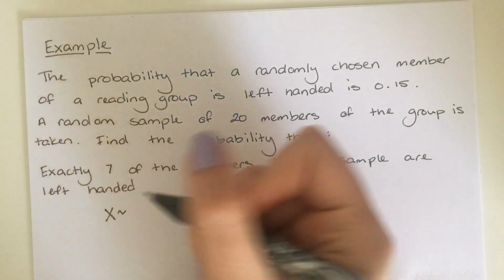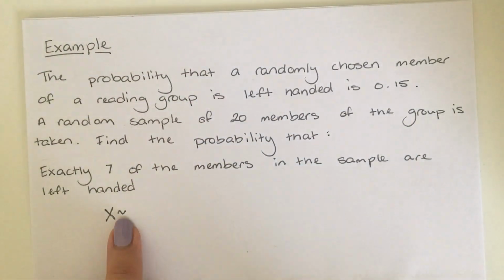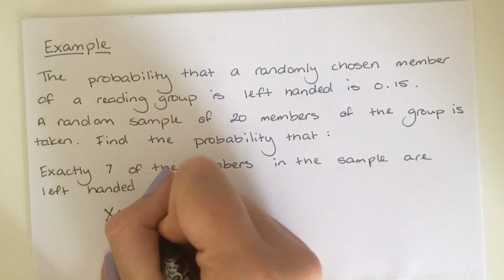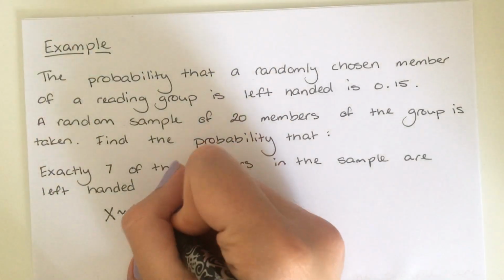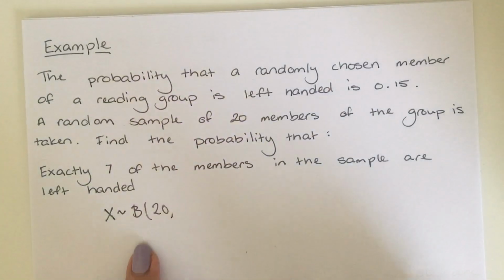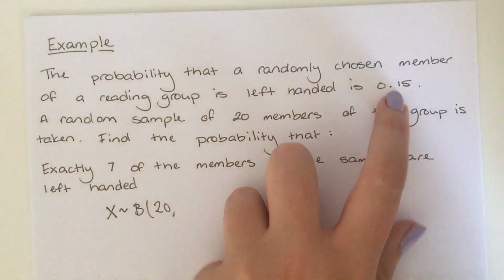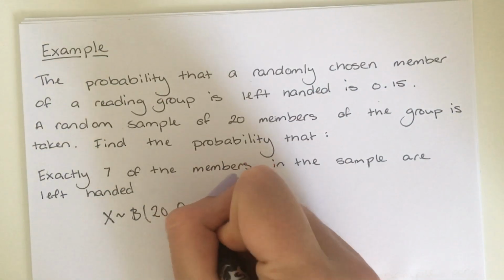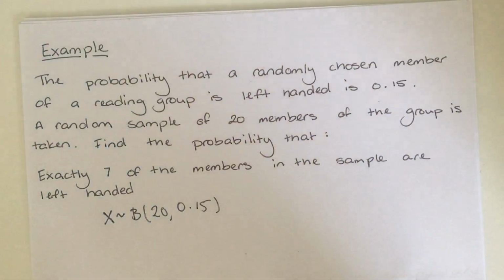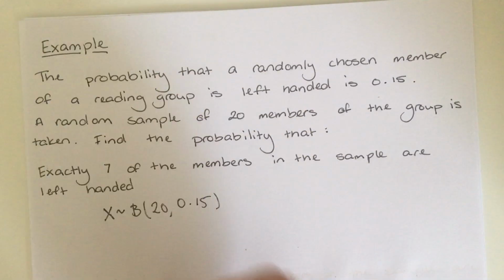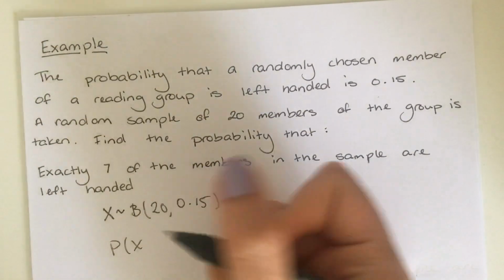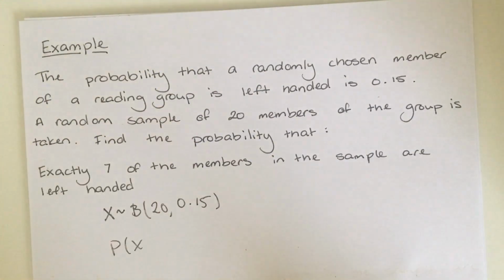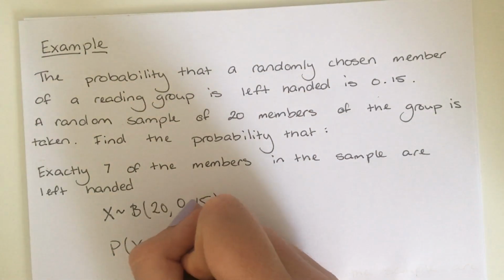We'll call my variable x. And then you have this little tilde sign. I'm doing a binomial distribution. I want my number of trials to be 20. And then we'll call left-handed success. So therefore, success is going to be 0.15. Now I need to build my problem. So I want the probability that x, I want exactly 7 of the members to be left-handed, is equal to 7.